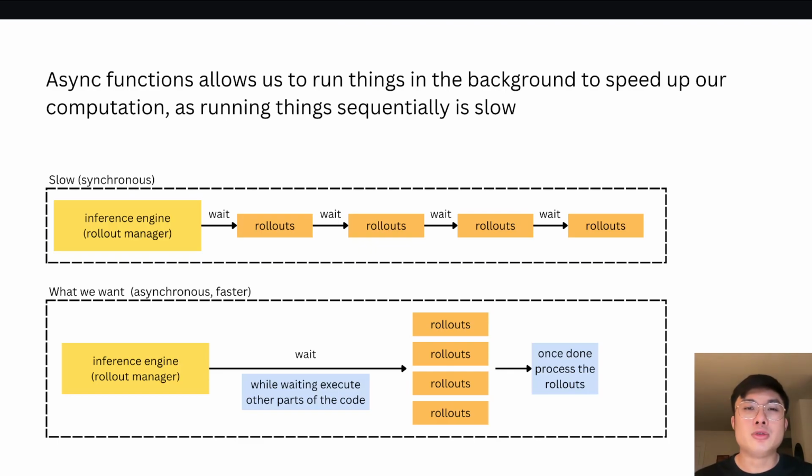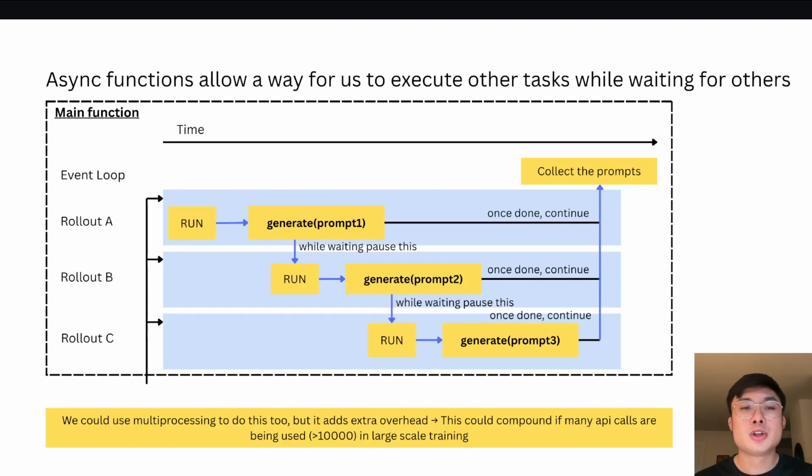What we actually want to do is to generate these rollouts in parallel. So we're going to pass this prompt to the inference service in parallel and generate multiple rollouts and then be able to collect them back. The way that we can manage this is through async functions.